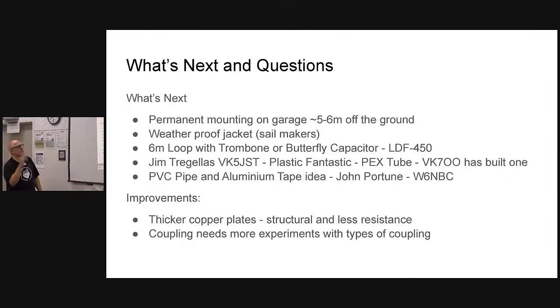Okay, what's next? It is being permanently mounted. There's a weatherproof jacket that zips up over it to stop water ingress in the bits that shouldn't have water in them. I'm looking at a 6-metre loop right at the moment, actually, with a PEX trombone. This is the Jim Tregellis plastic fantastic PEX tube, and I know Steve's built one. And they work really well.